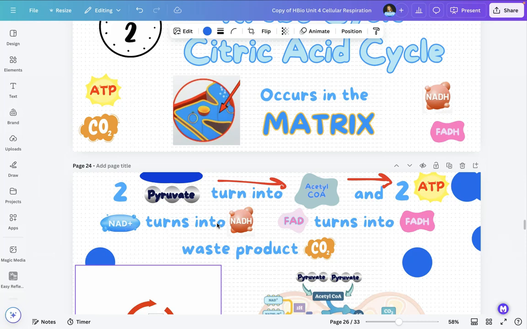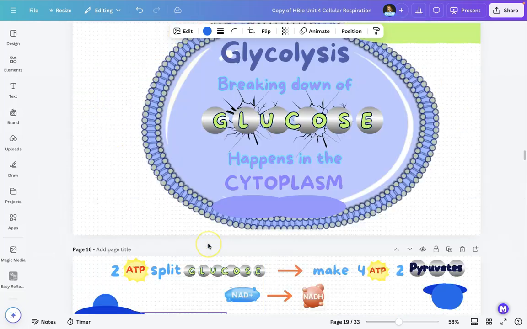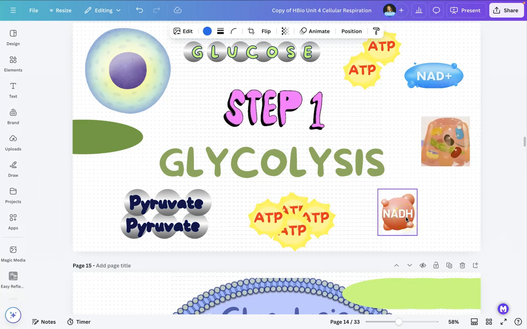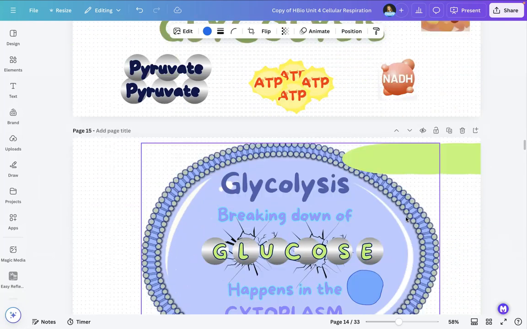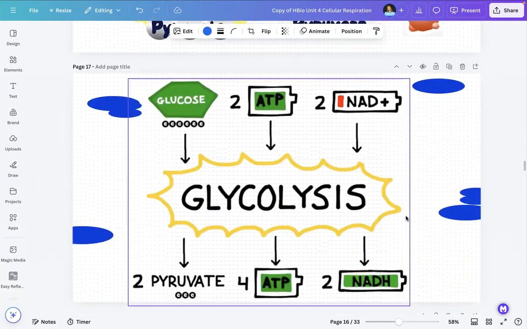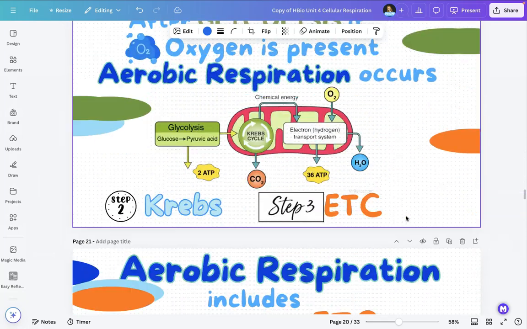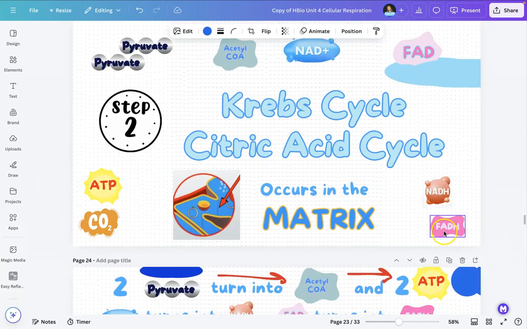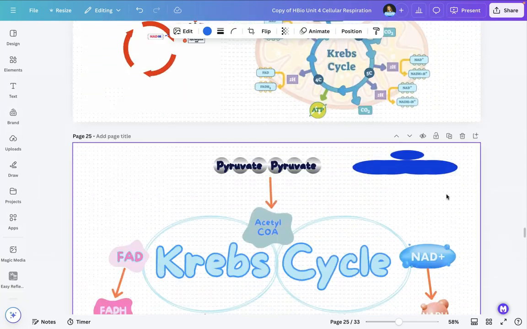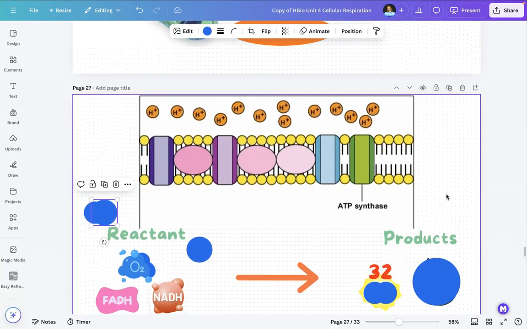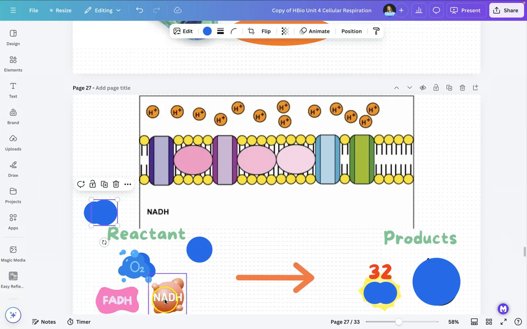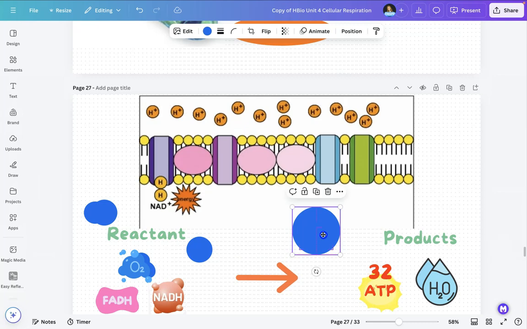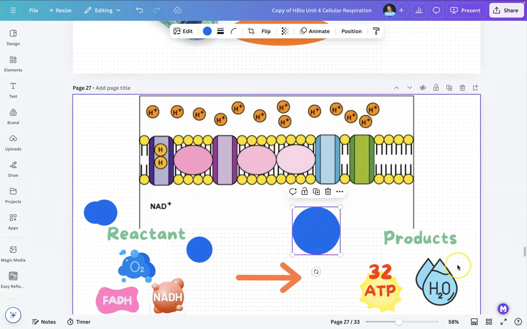So remember that ever since glycolysis, we made NADH. And again, you don't have to know the amounts. Later on, you're going to have to know amounts. During Krebs or citric acid cycle, we make NADH and FADH. All of those are the reactants for ETC. So oxygen, FADH, and NADH are going to make a total of 32 ATPs and the byproduct, which is water.